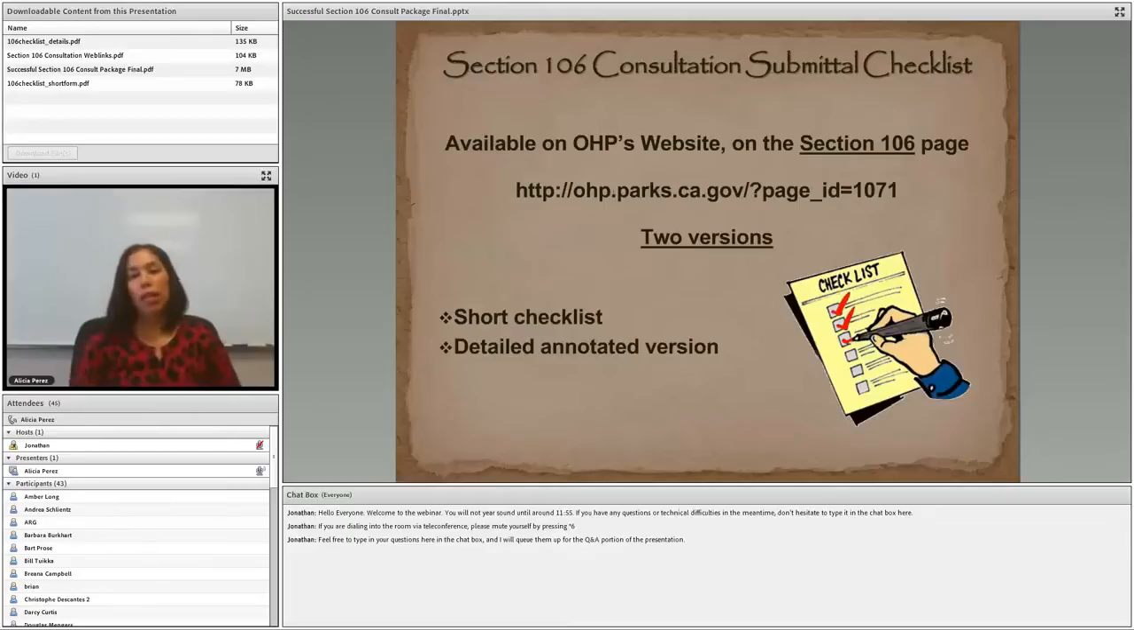On our website, you can find two versions of a Section 106 consultation submittal checklist. I definitely advise that you check these out. There's a short checklist and also a more detailed annotated version. And this presentation is based on the detailed annotated version.